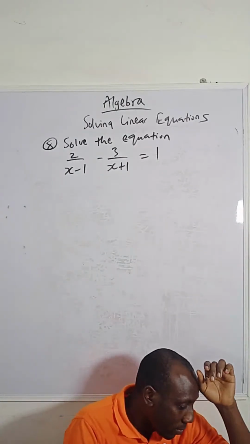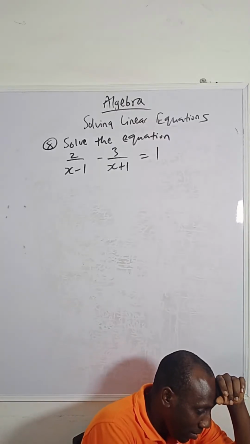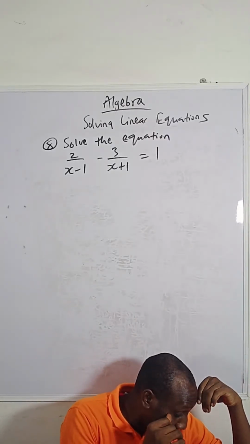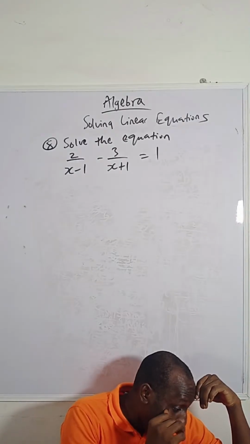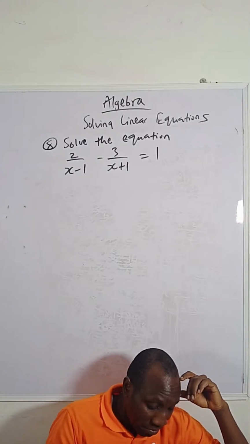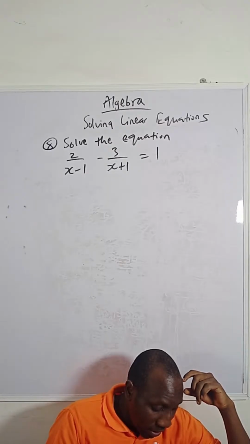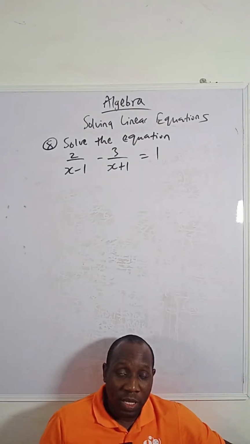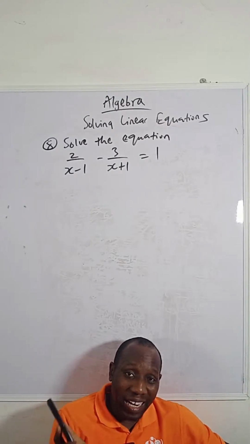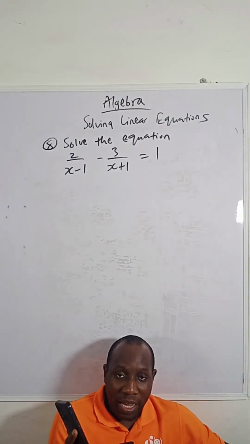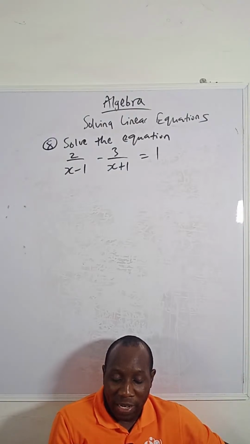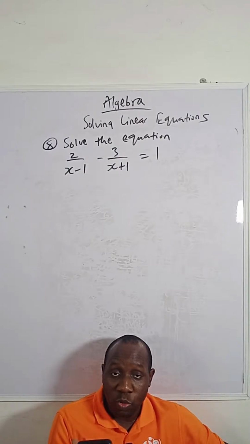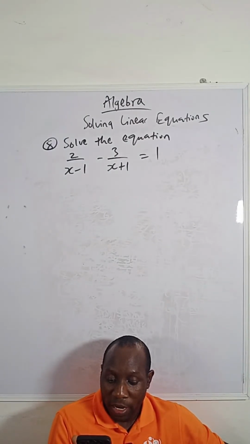X is 7. Oh, really? Are you sure X is 7? Now, this is going to lead you to a quadratic equation, and you're going to have two values of X. So X is not just one value. Let me just say it right here: X is not just one value. You have two values of X. Oh, yes, two values of X.